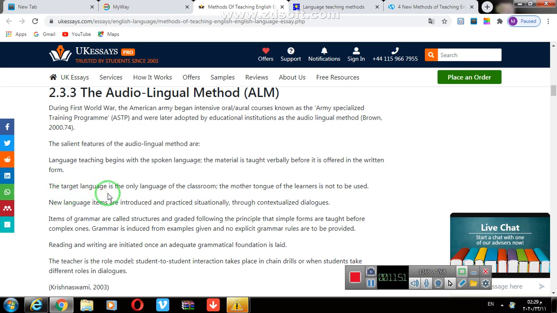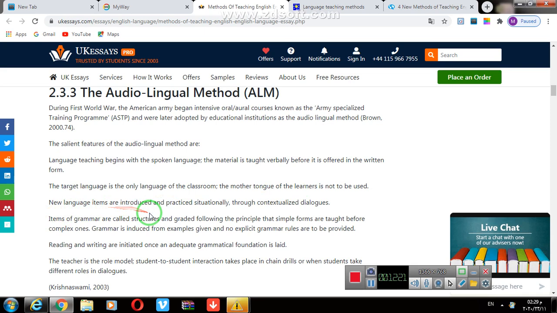The target language is the only language of the classroom. The mother tongue of the learners is not to be used. When we want to communicate with our students, we are obliged to only use the target language, that is the English language teaching. As I explained before, the mother tongue, if it is not English, is prevented from being used in the class.